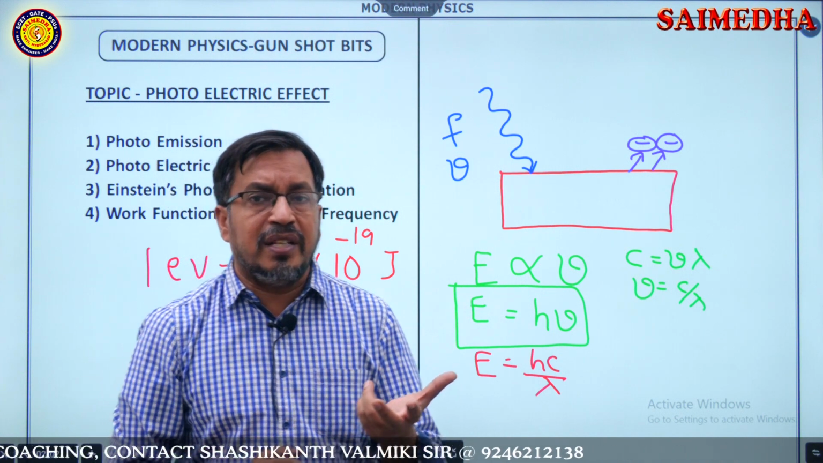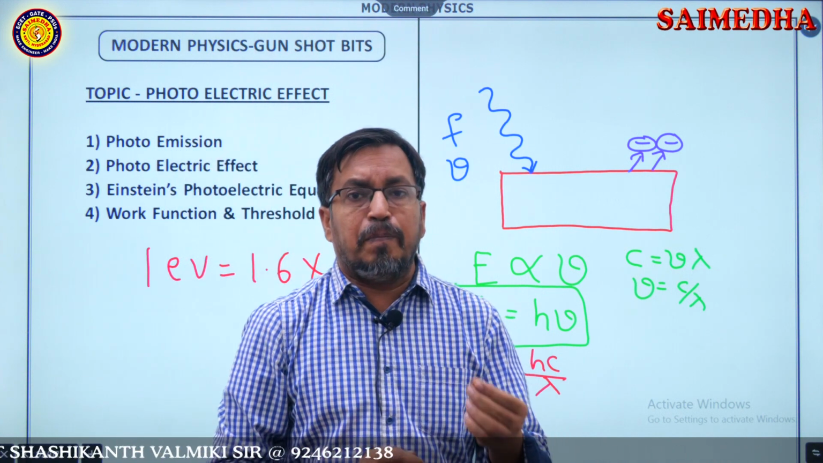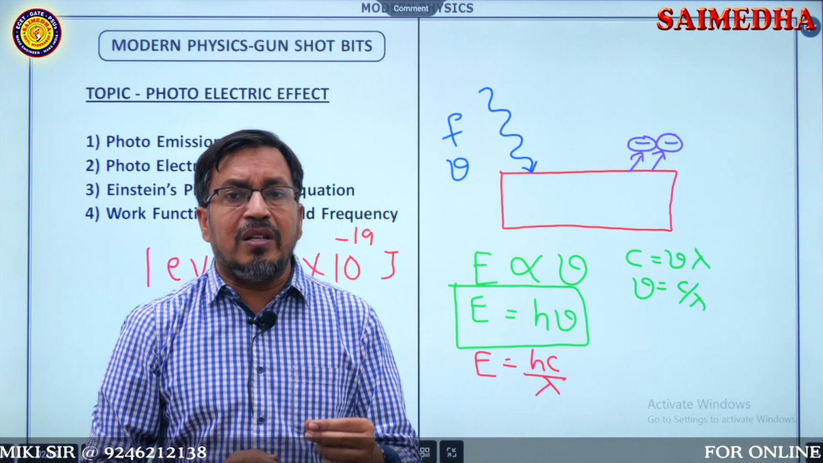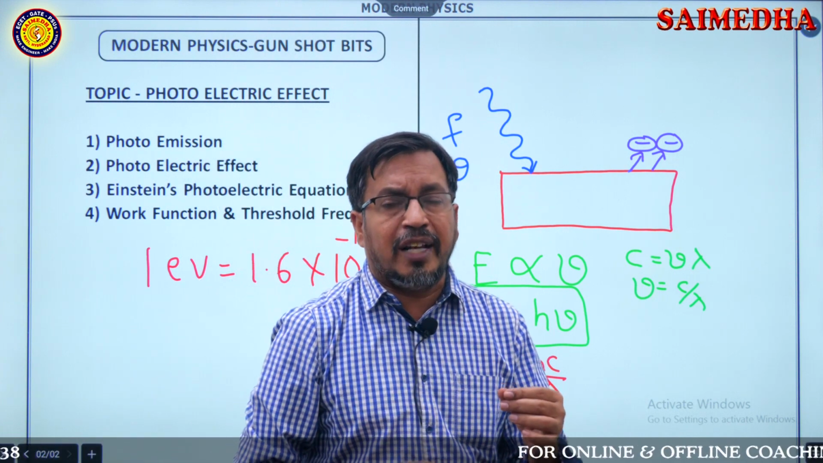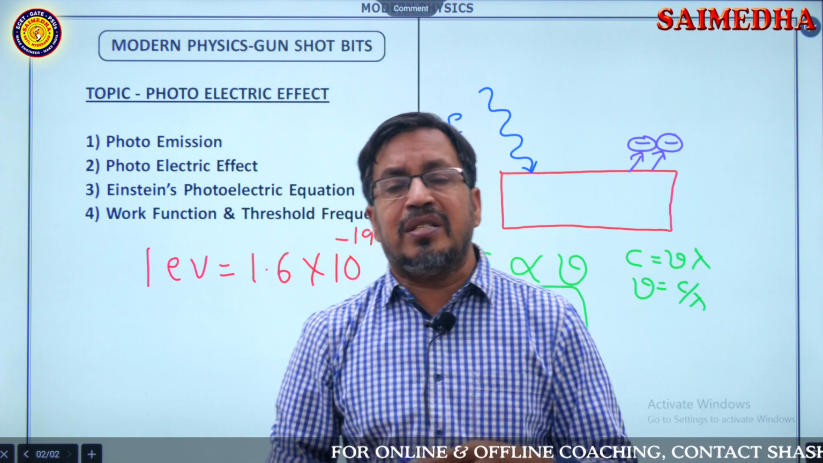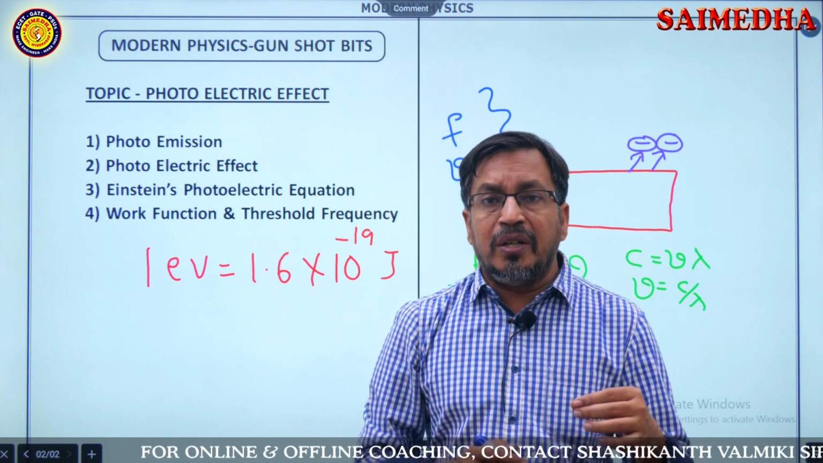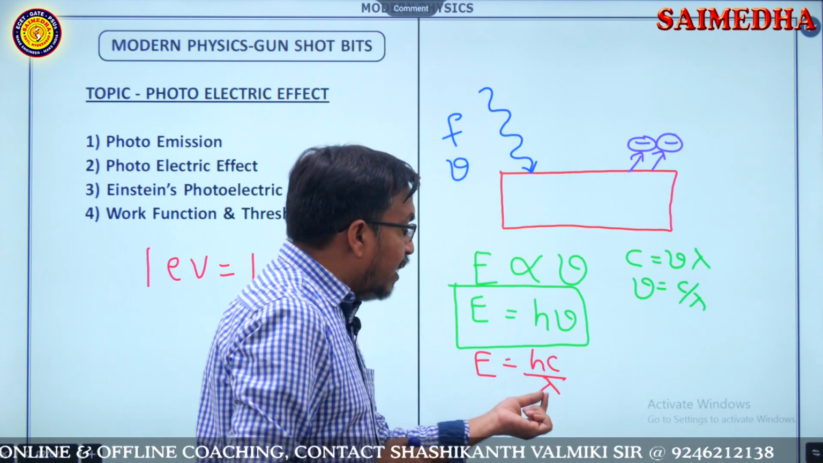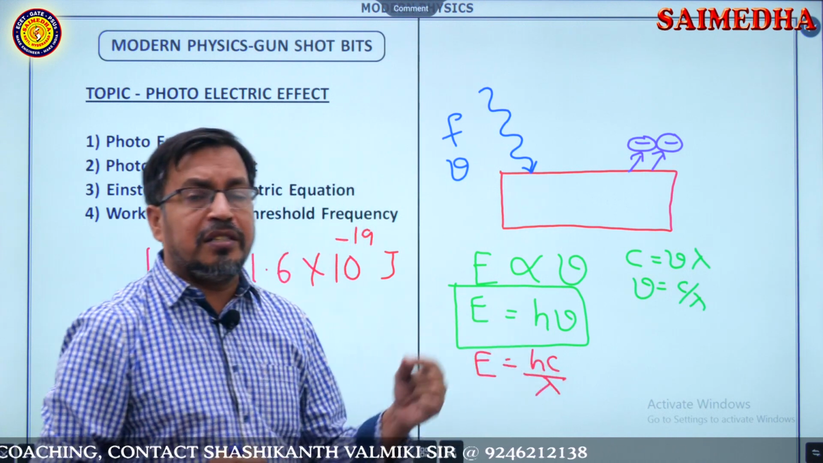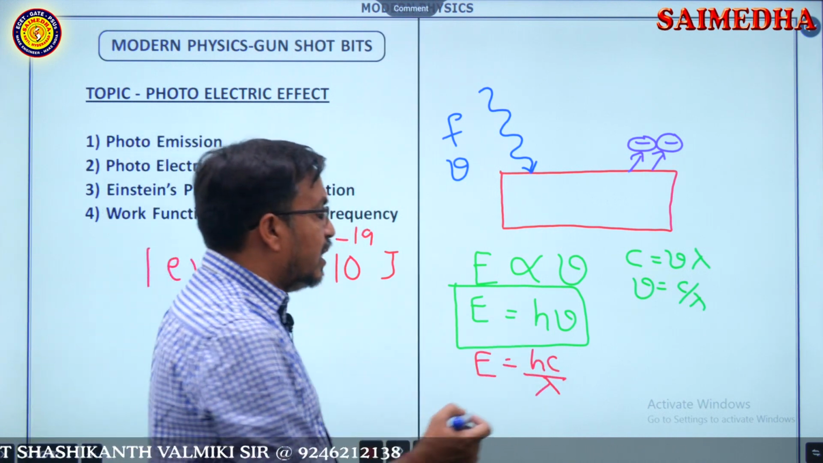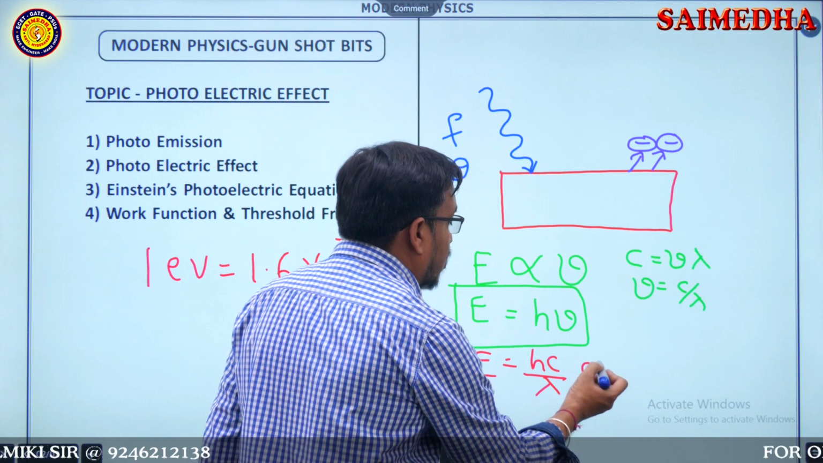Here there are 2 constants: h, Planck's constant, equals 6.625 into 10 power minus 34 joule second, and E equals hc by lambda. Here, if lambda is represented in angstroms, then the energy units are electron volts.